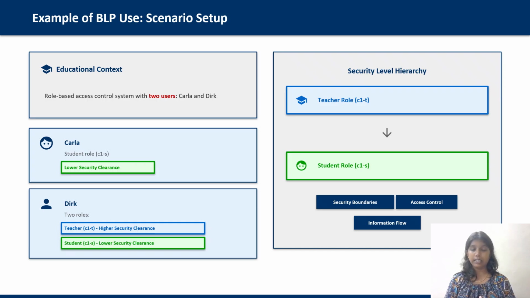And next, there is also an example for it: Carla and Dirk. Carla is a student role, with low security clearance. She doesn't have any permission to access any secret files. Then there is someone called Dirk. They have two roles. First one is teacher, second one is student. Let us take that they are both teacher and student. If teacher, higher security clearance. If student, low security clearance. So the security level hierarchy will be first the teacher role, then the student role. Why? Because only the teacher has high security clearance. So that is the hierarchy, a top to down approach. So this is what security boundaries and access controls mean, and how information flows from one subject to an object.